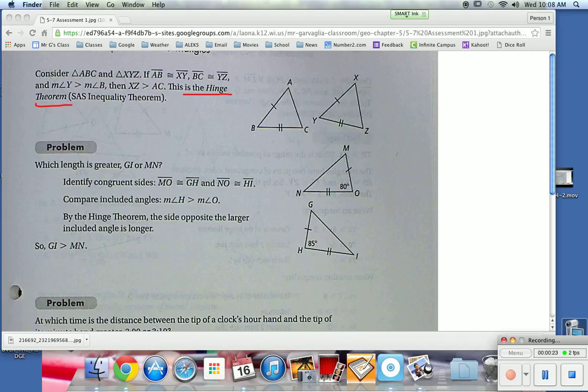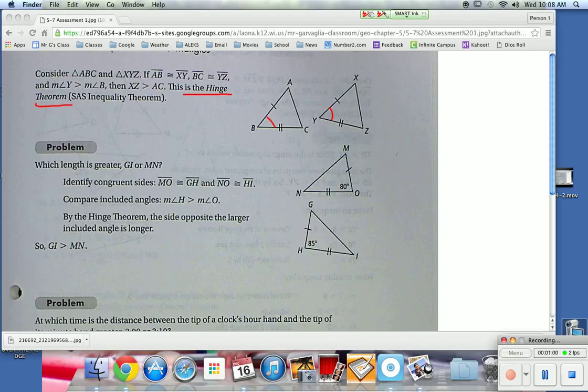If I have my two hands, they're the same length whether I hinge it out this way or bring it in, right? But what's changed? The angle. The angle's changing. That's called the hinge theorem. It says I have two legs that are the same, but the angle between them changes. And we can create an inequality when we say that.